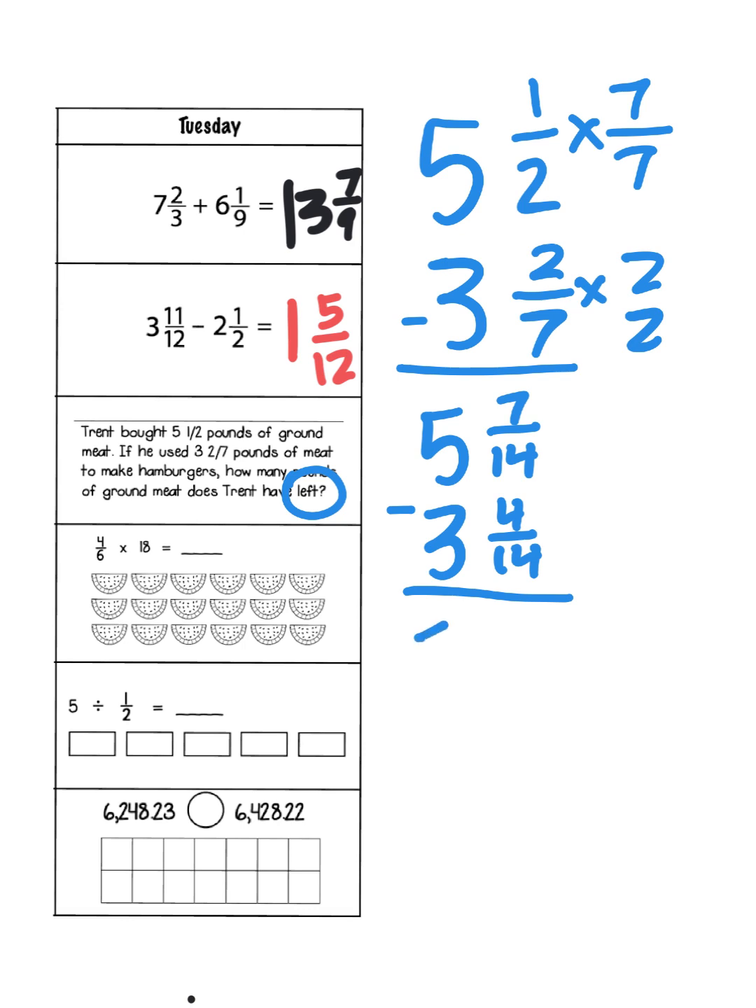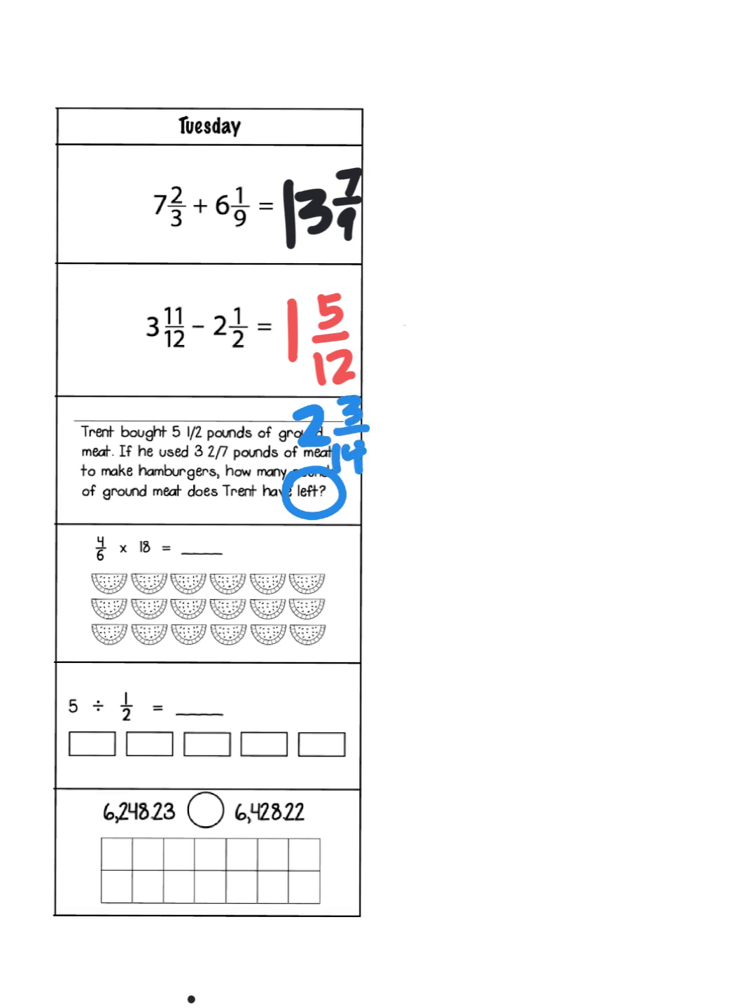5 minus 3 is 2. 7 minus 4 is 3/14. I know that 3 is prime, and my final answer is 2 and 3/14. On number 4, we are multiplying a fraction by a whole number.